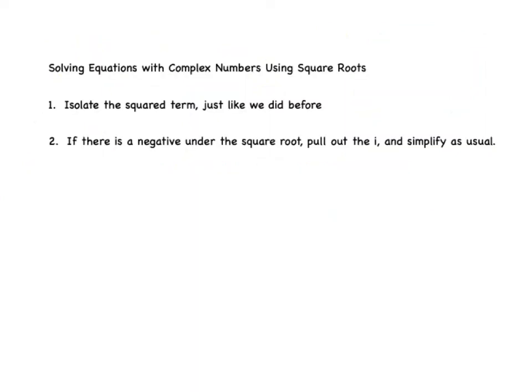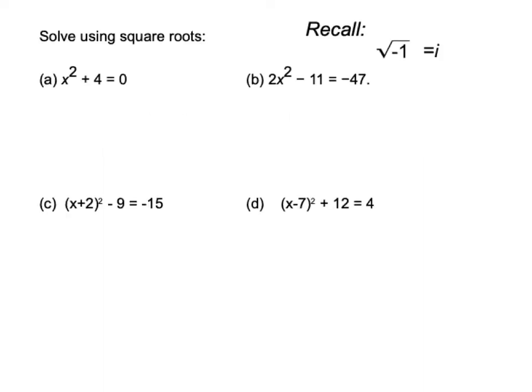So we are going to solve equations with complex numbers using square roots. And just like we did before, we are going to isolate the squared term. So we're going to get that part of it that's squared all by itself by adding or subtracting or dividing or anything like that that we need to. And if there's a negative under the square root, we pull out the i and simplify as we learned earlier in the chapter. So let's take a look here.